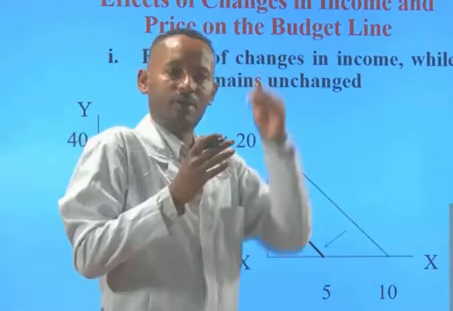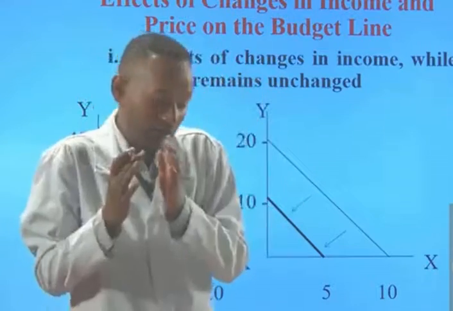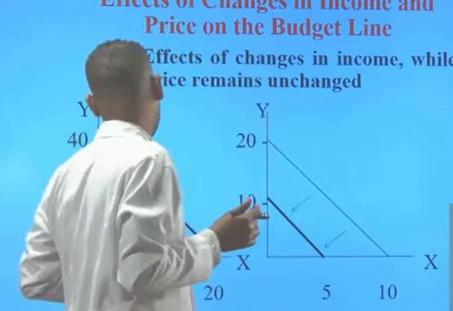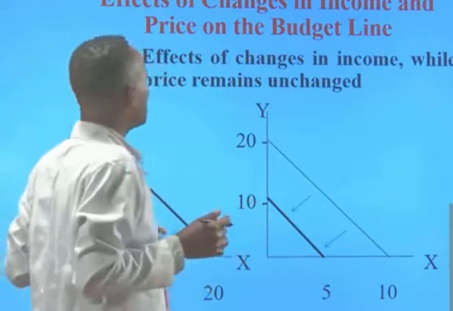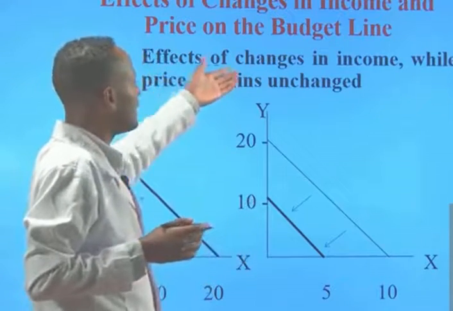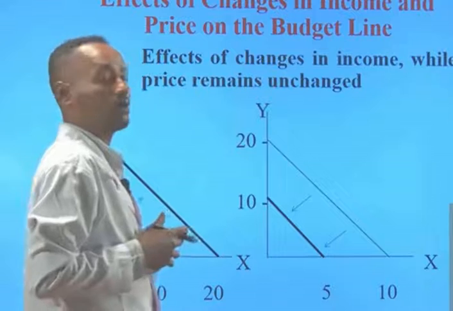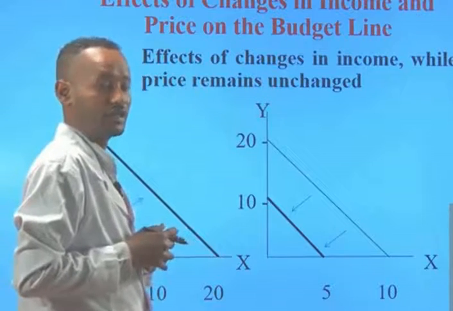and with increase in price and decrease in price, the change in the budget line. So what are the effects? First of all, let's see the effects of changes in income while the price of the two goods remains unchanged.